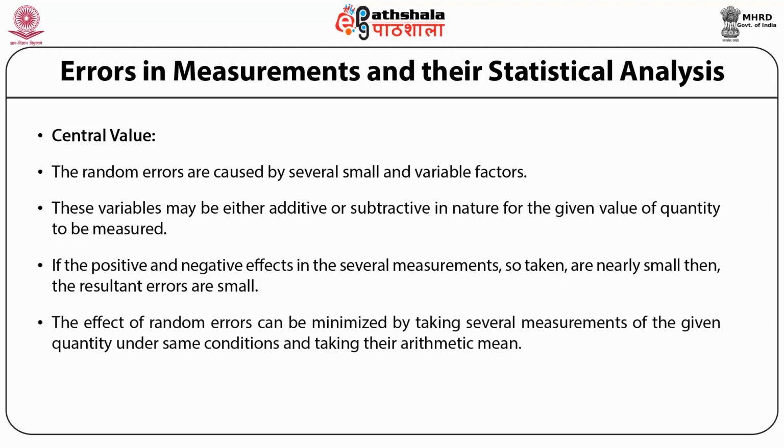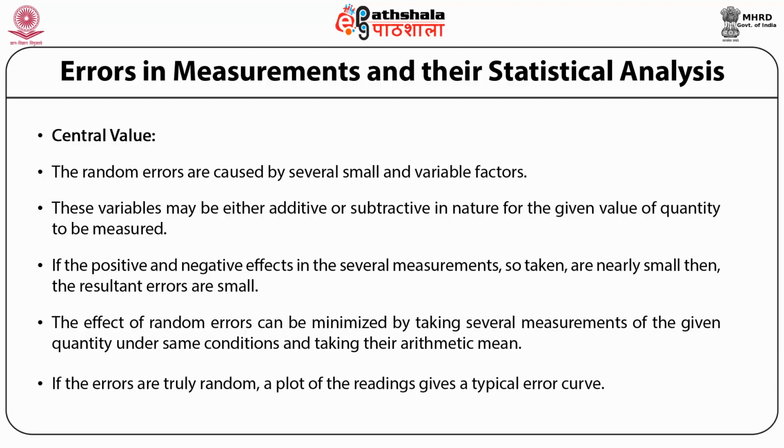The effect of random errors can be minimized by taking several measurements of the given quantity under same conditions and taking their arithmetic mean. This mean value can be considered as the most probable value of the measured quantity. If the errors are truly random, a plot of the readings gives a typical error curve.